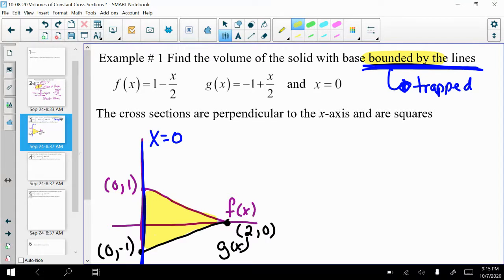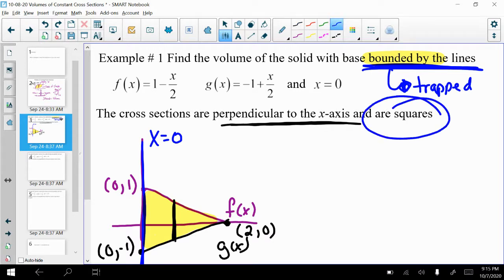Then it tells us that we are dealing with cross sections that are perpendicular to the x-axis. So they're going like so, right? Perpendicular to the x-axis. And they are squares. And so that means that this little thing, if I were to pop it out, it's a square that's sticking straight up out of this thing. So as I go down, my squares are very tiny. Here, my squares are the biggest they can be.